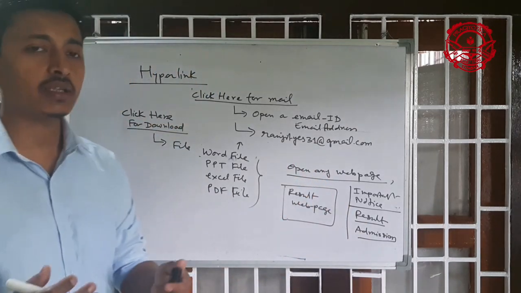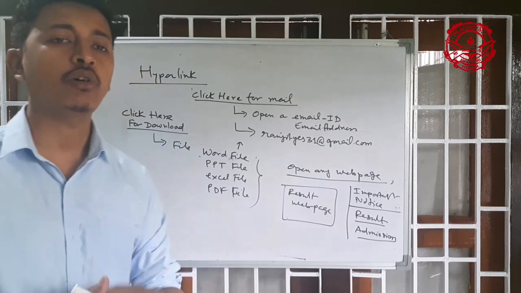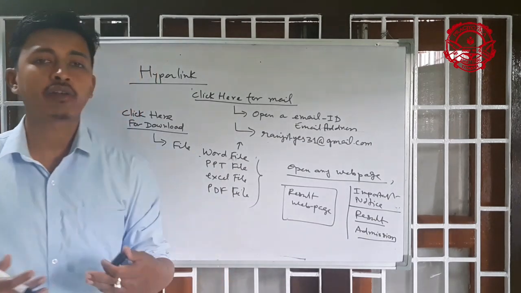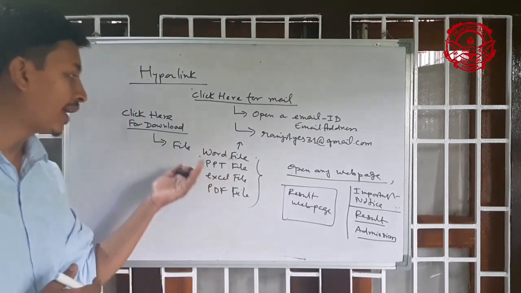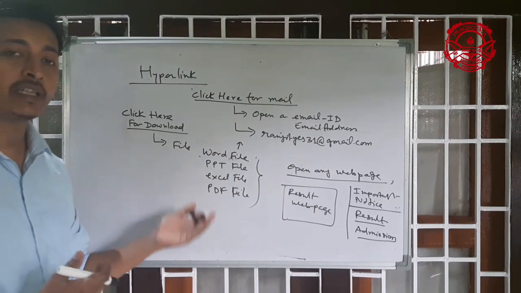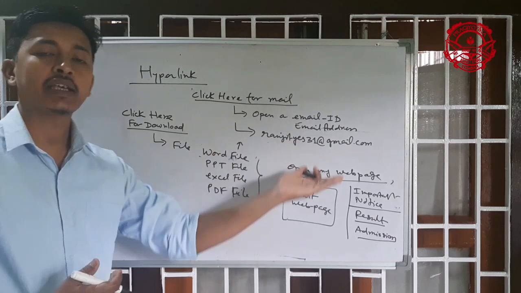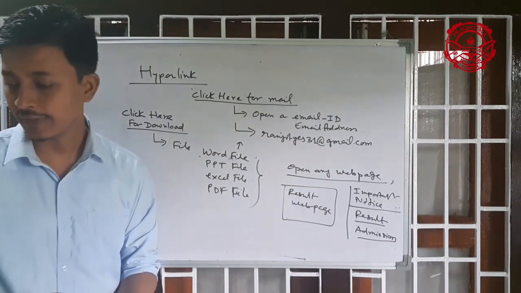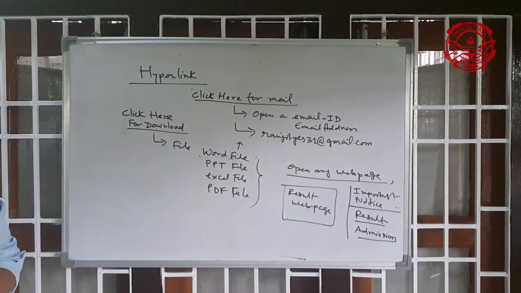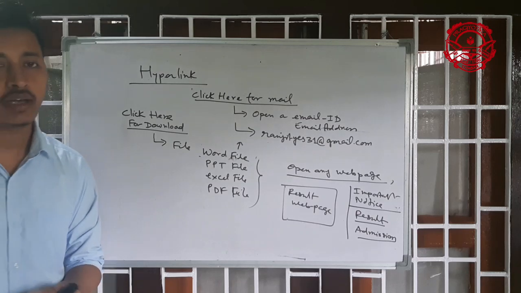So hyperlinks are clickable links which are used to open a web page, or a Word file, PPT file, Excel file, PDF file, any file. Or they are also used to open an email address. So this is called a hyperlink.